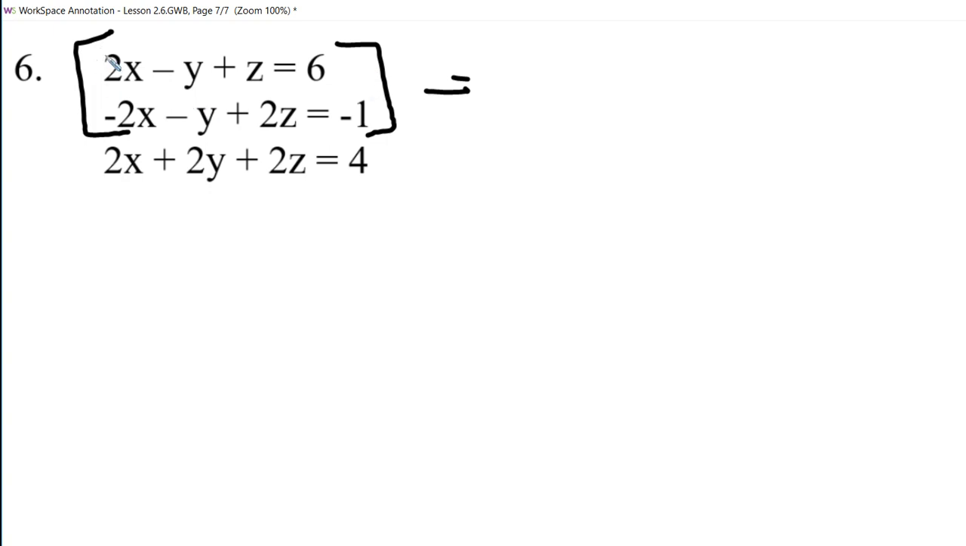And when I combine these, 0 pair for the x's, negative y makes negative 2y. Positive z, positive 2z gives me 3z. And 6 minus 1 is 5. Now, does that help me? No, it doesn't, because I still have two variables.